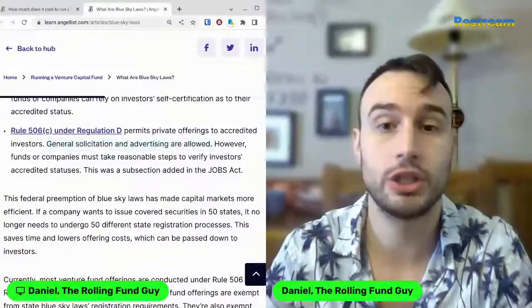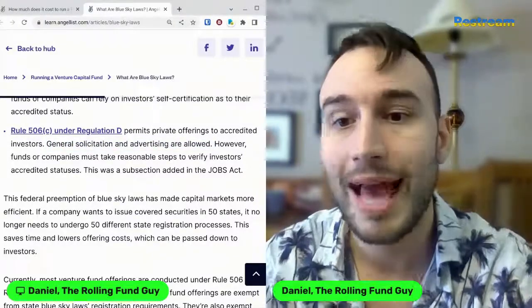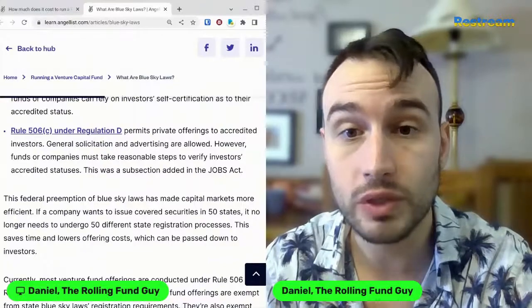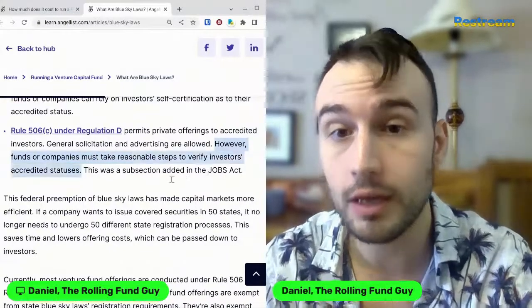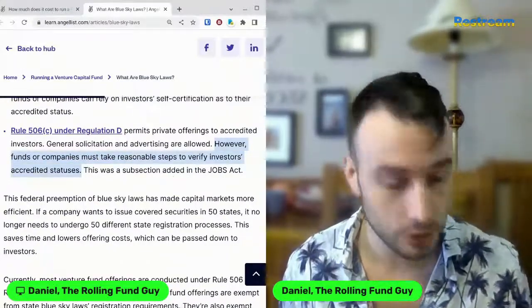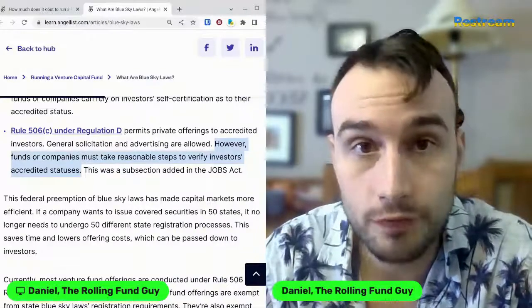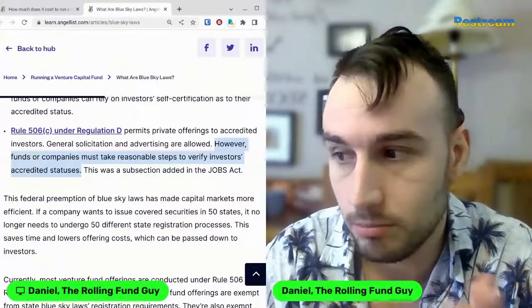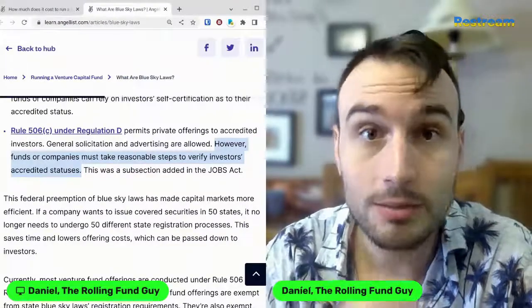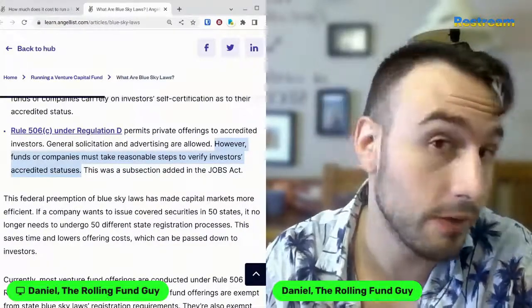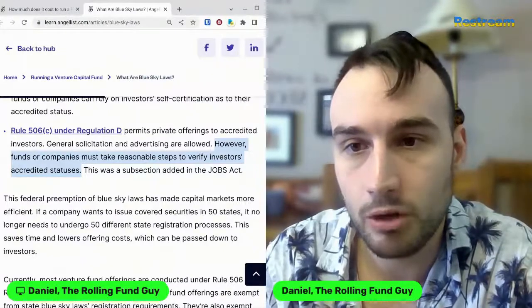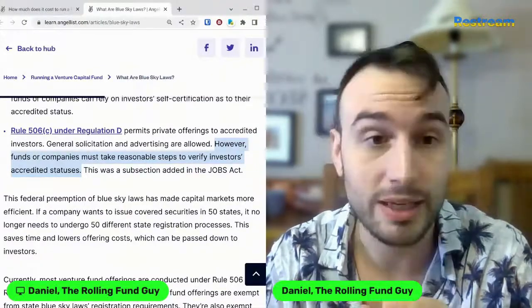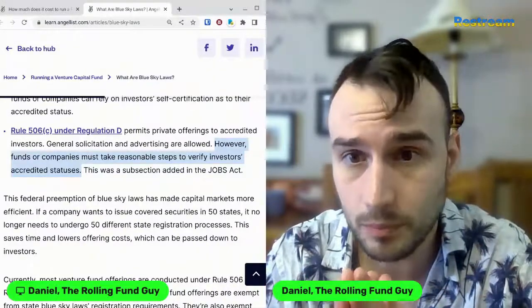General solicitation and advertising are allowed. However, here's the catch. Funds or companies must take reasonable steps to verify the investor's accredited status. If you are promoting your fund generally, which includes making a tweet mentioning that you have a fund and that you're accepting investment, then your fund had better be a 506C. There are some different regulations involved.